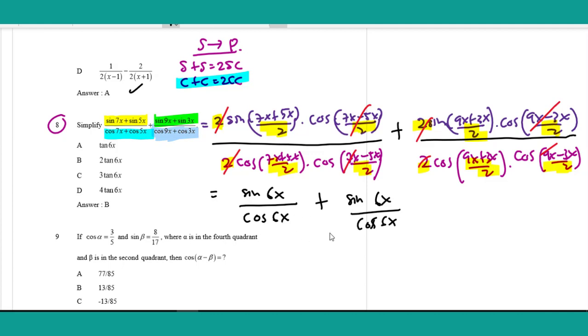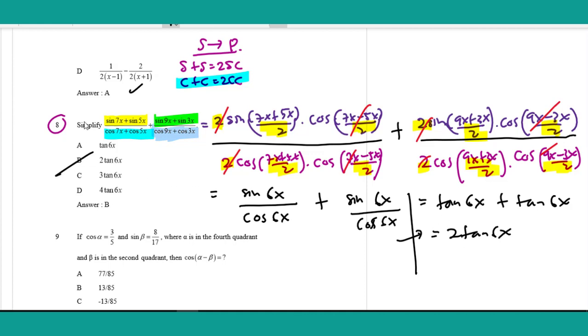So simplify this one. I write here: tangent 6x plus tangent 6x, which is equal to 2 tangent 6x. Okay, sine over cos is equal to tangent. Okay, that settles number 8.